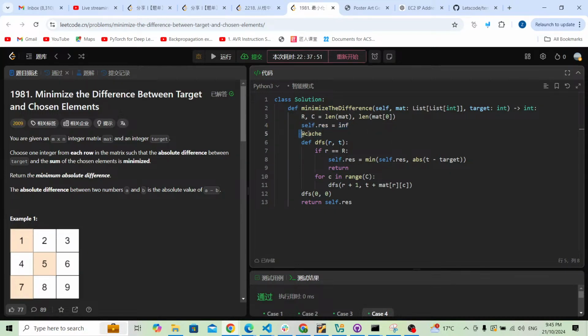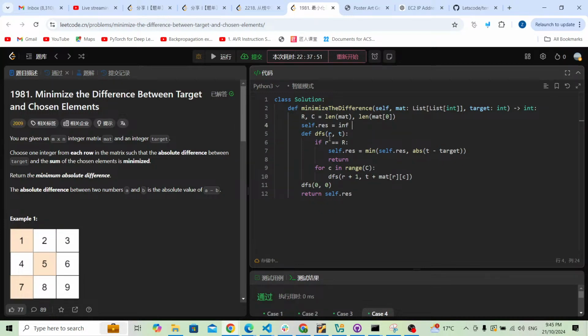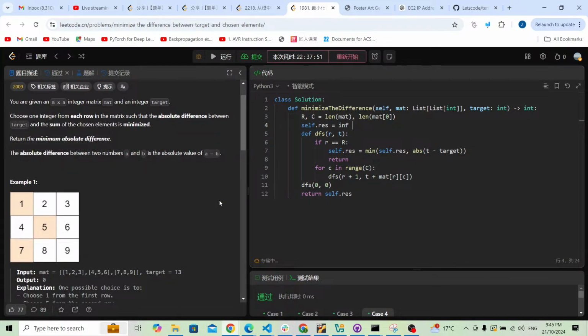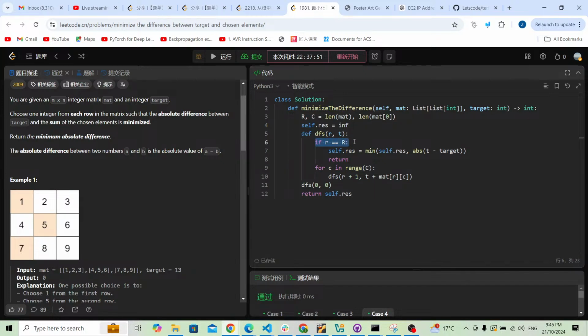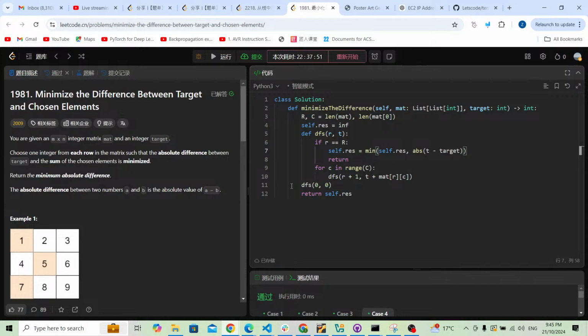So here, let me just delete the cache. Basically, we don't need to use a cache because this is just brute force. So the idea is that if we go to the last row, we're going to check the result. It can be the minimum of the result with the absolute value of t minus the target. So this t is the accumulated sum, minus the target, and we're going to take the absolute value. So this is okay. I hope everyone would think about this problem using this kind of idea.